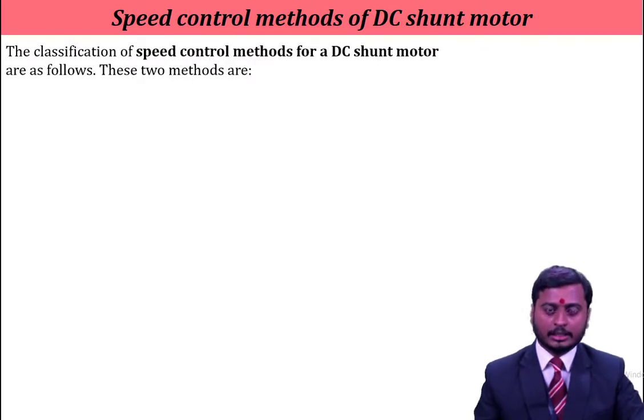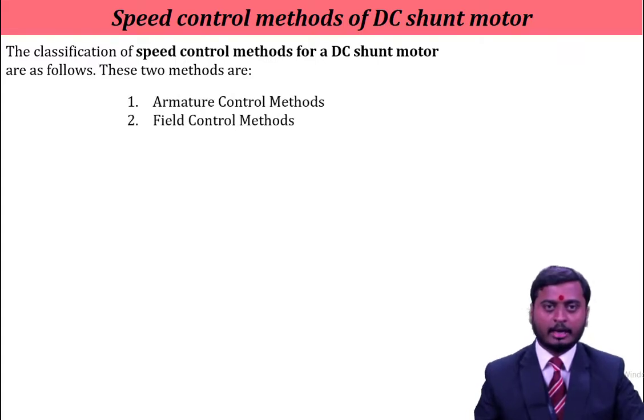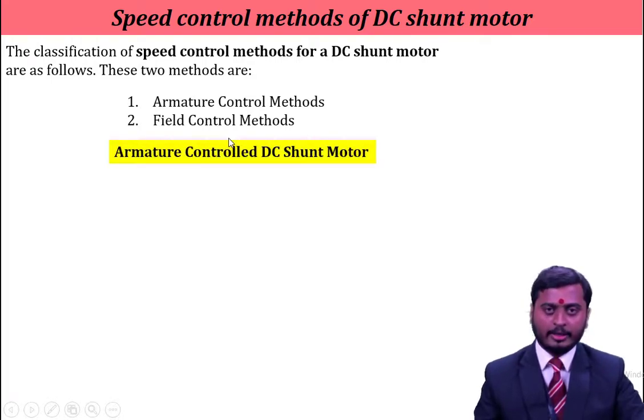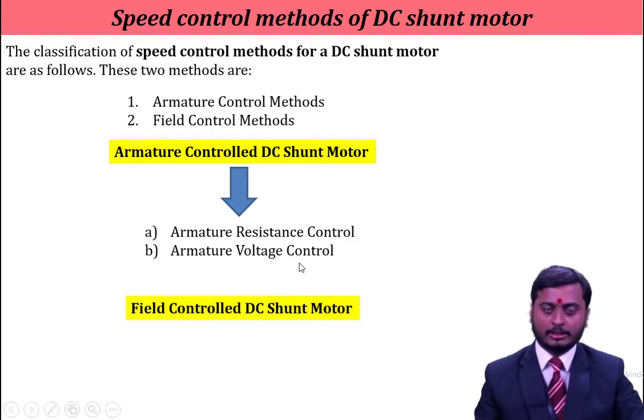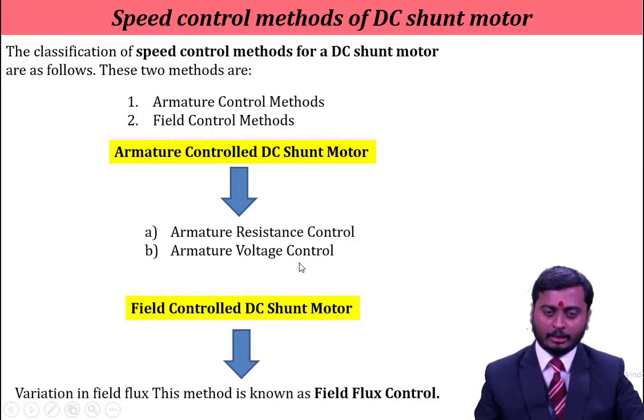Now let's discuss the classification of speed control of a DC shunt motor. There are 2 main classifications. First is the armature control method, second is the field control method. In the armature control method, we have 2 methods, that is armature resistance control, controlling the value of RA, and armature voltage control. And in the case of field control of a DC shunt motor, we have only one method, which is called field flux control.